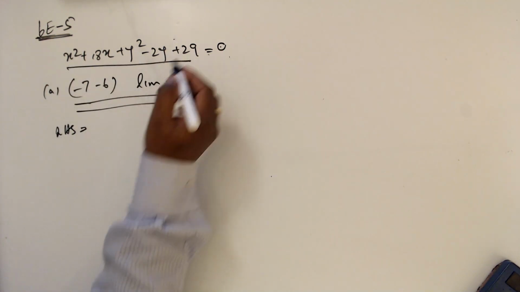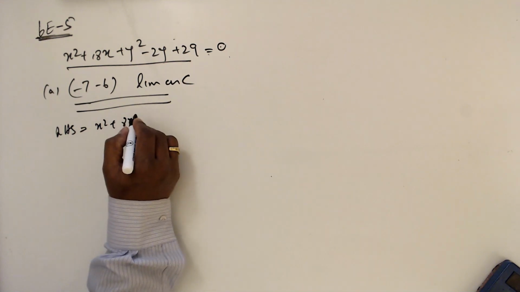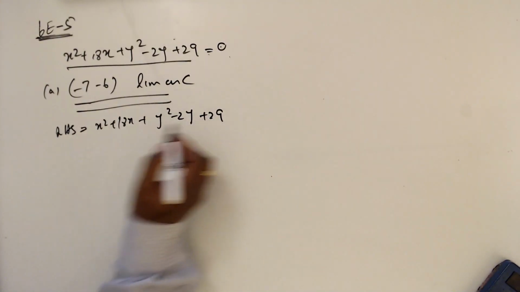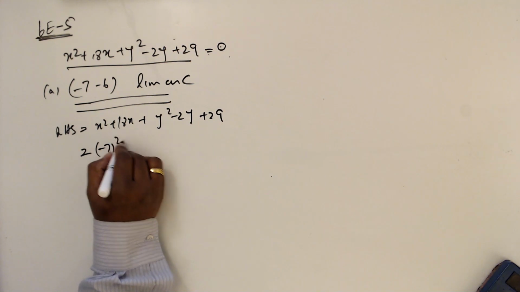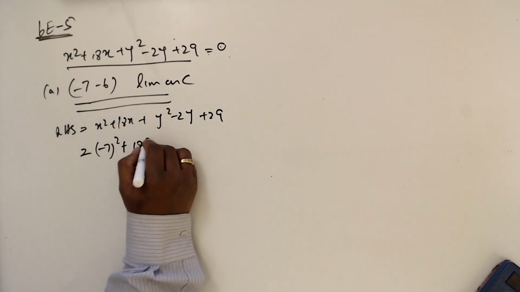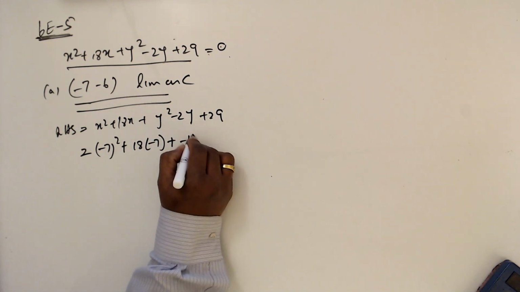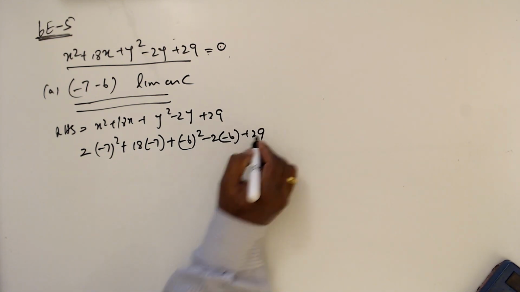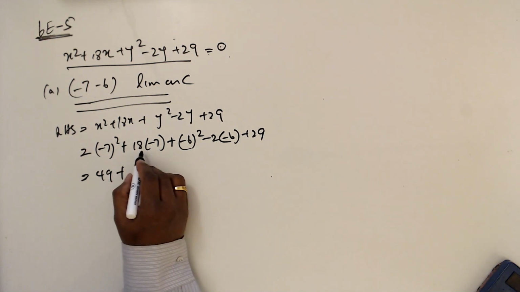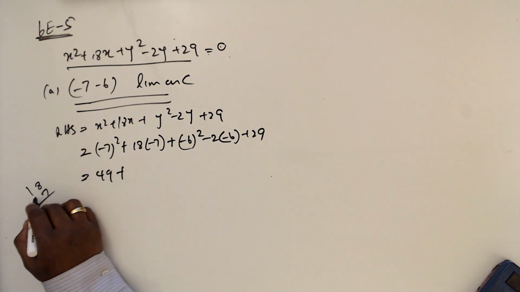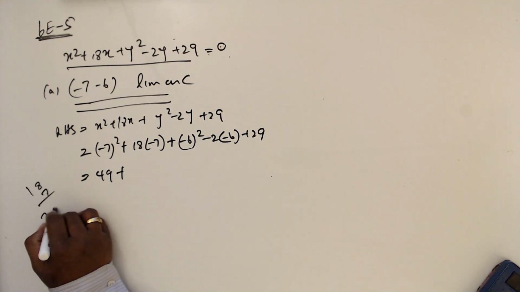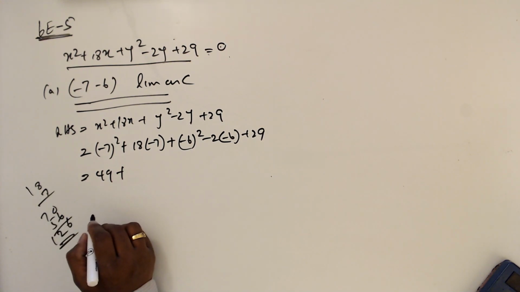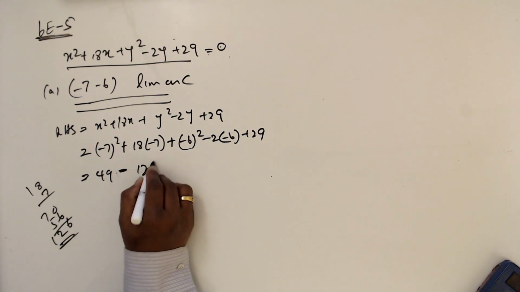LHS, left hand side, is x square plus 18x plus y square minus 2y plus 29. We substitute x square means (-7) square, plus 18 times x means -7, plus y square means (-6) square, minus 2 times y means -6, plus 29. This is 49. 18 times 7, 10 times 7 is 70, 56, so 126. So 49 minus 126.